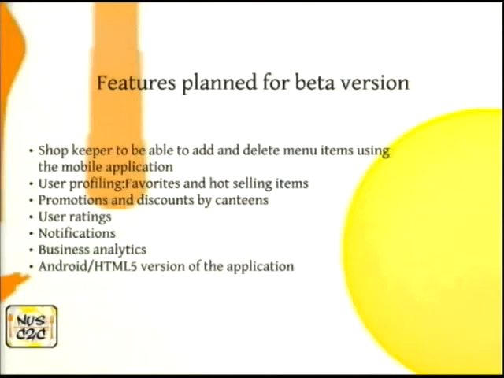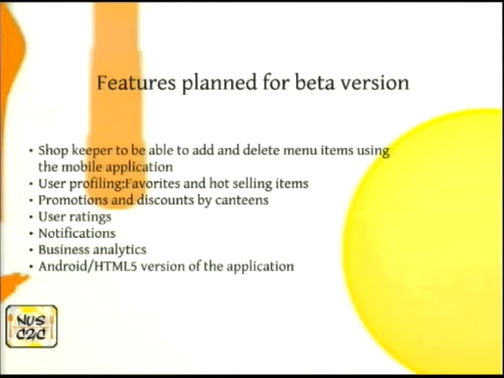These are the features planned for the beta version. On this slide, we have a lot of features to be implemented. It doesn't mean that we haven't implemented a lot of features now. We have a pretty good number of features. First thing, the shopkeeper needs to be able to add menu items using a mobile application. This has to be very particular: not the web application, he just has the mobile application.